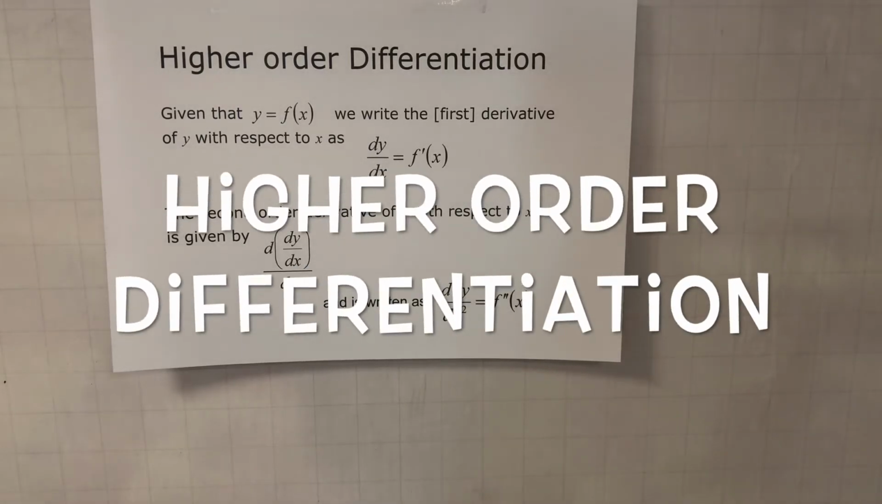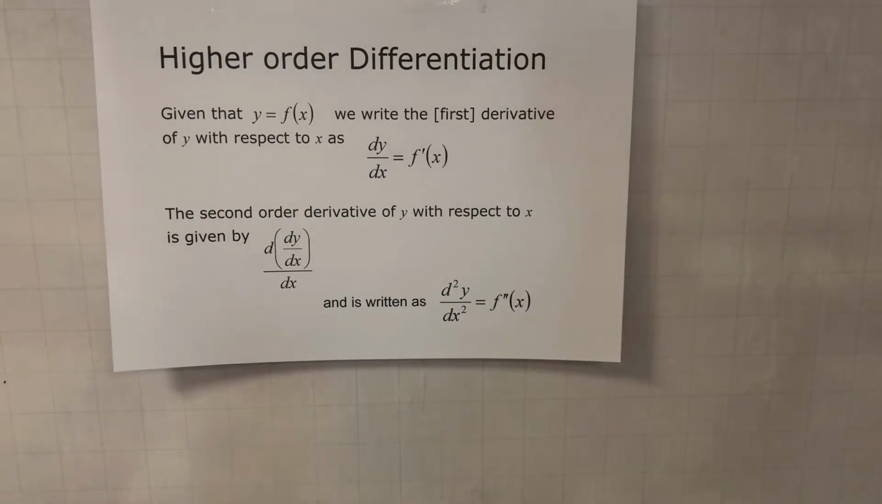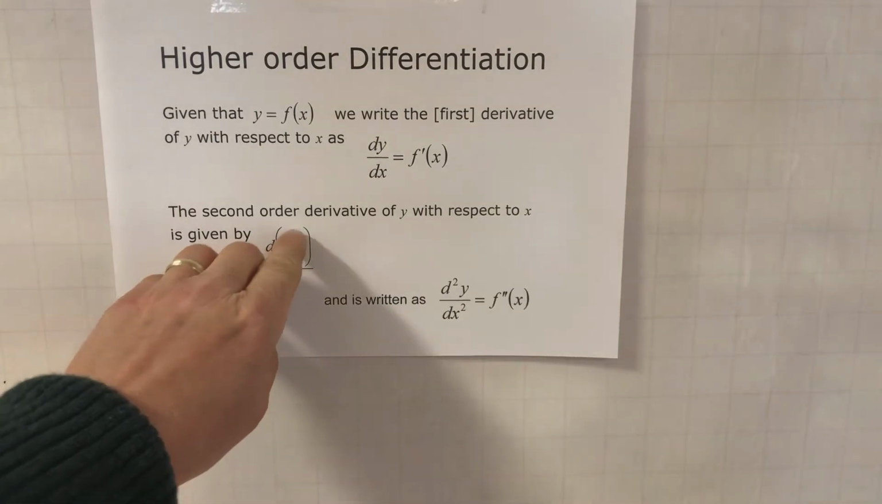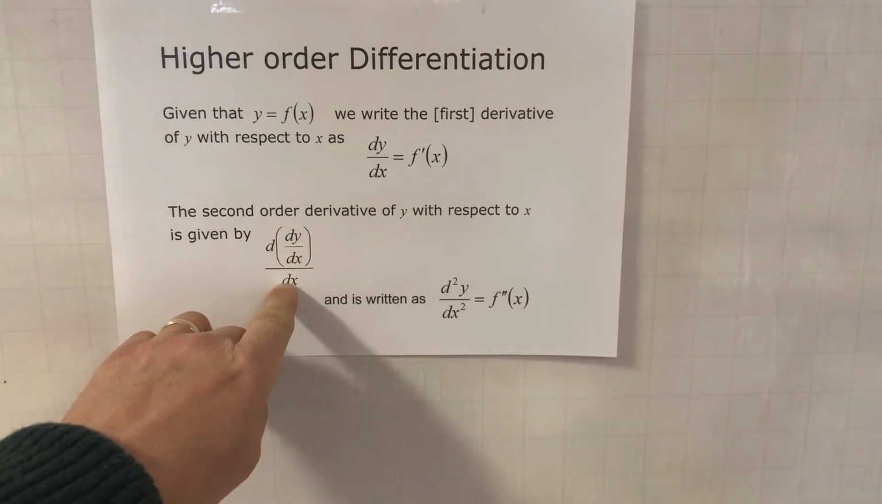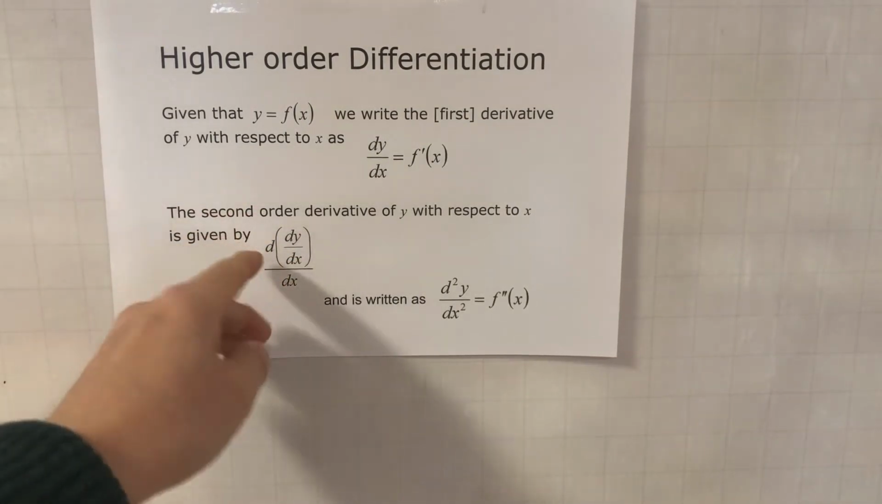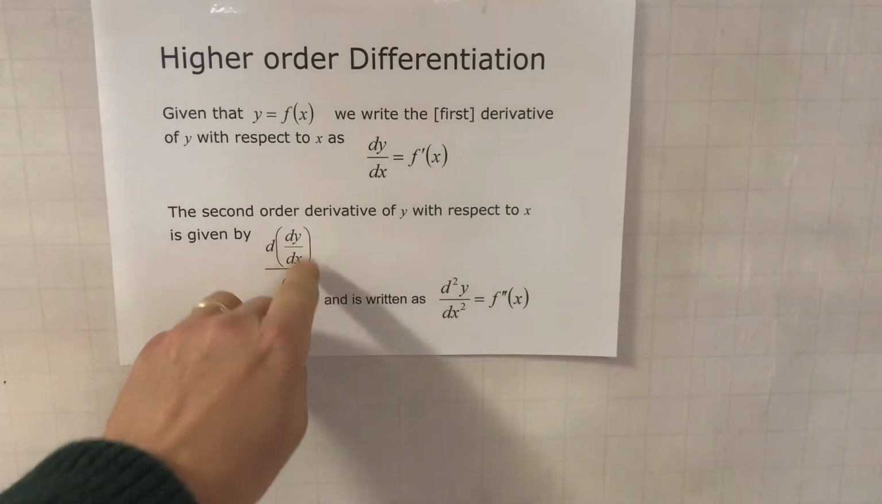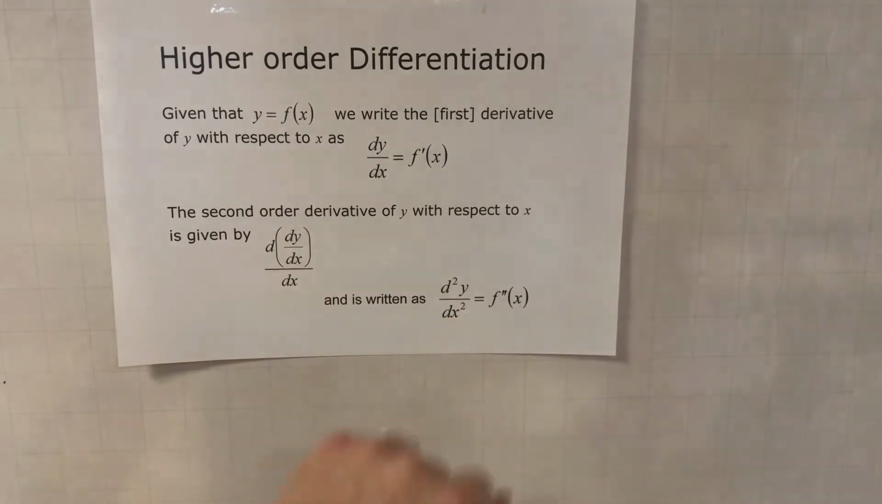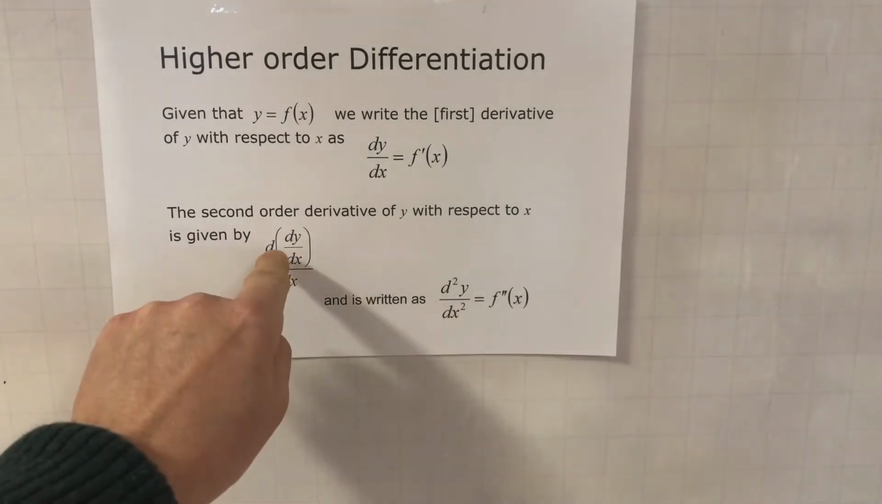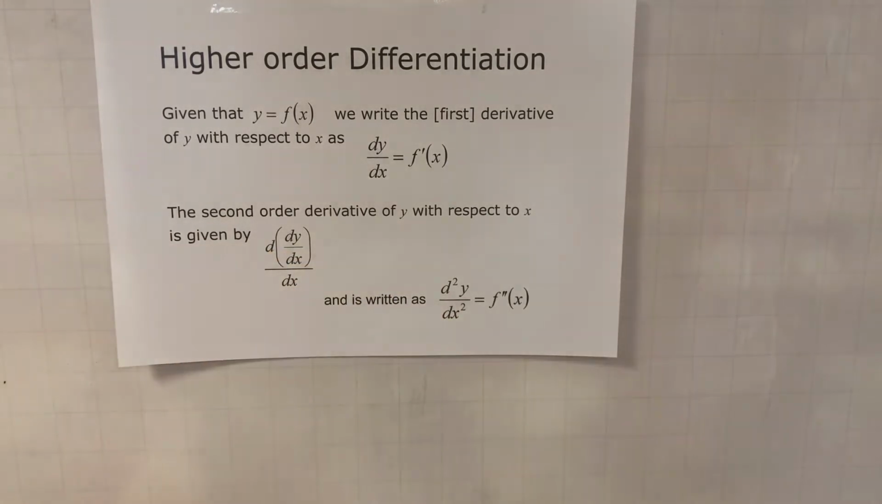Okay, so higher order differentiation. Basically, we've differentiated, we've worked out dy by dx, or we've worked out f dash of x. Well, you could carry on. You could differentiate again. So if I was to differentiate dy by dx with respect to x again, the notation that we have for that is d squared y, and dx squared on the bottom. So that's the notation for when I differentiate dy by dx.